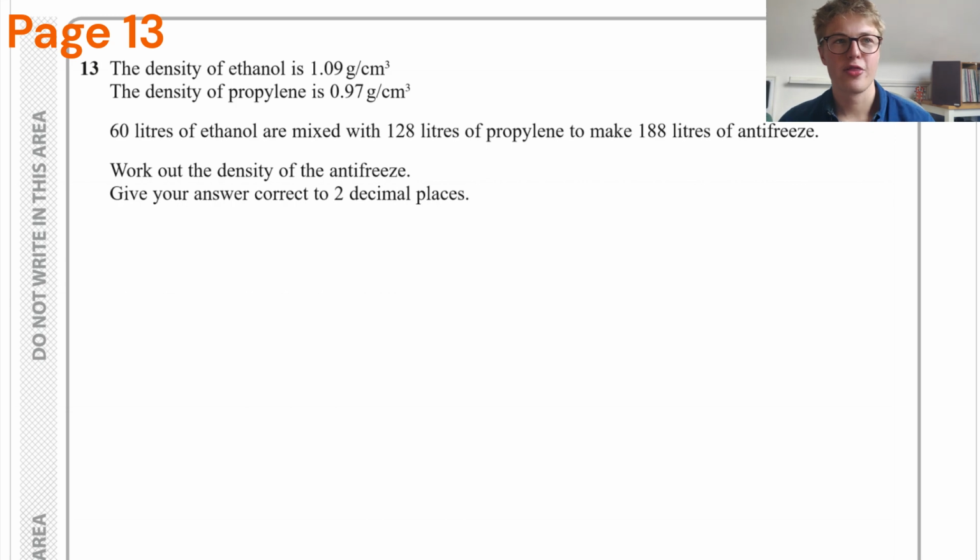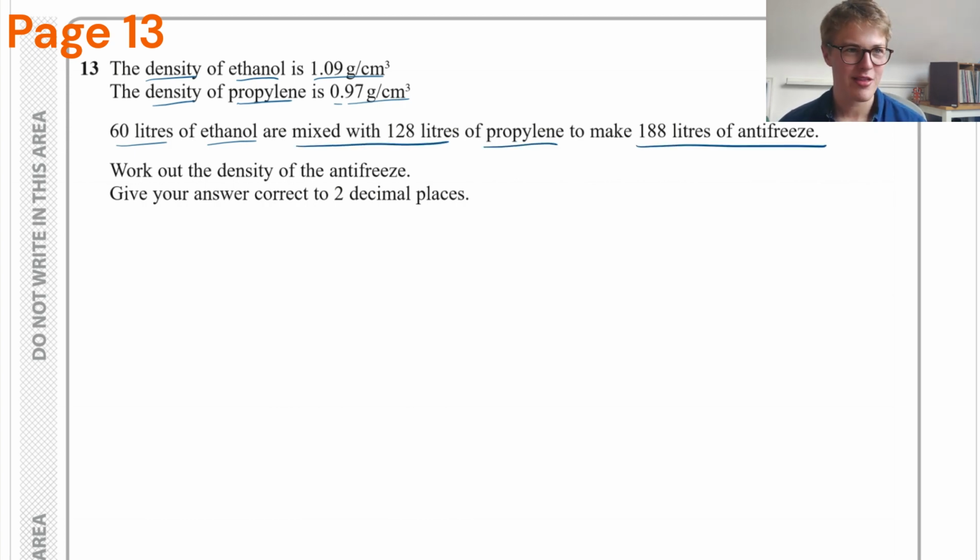The density of ethanol is 1.09 grams per centimetre cubed. The density of propylene is 0.97 grams per centimetre cubed. 60 litres of ethanol are mixed with 128 litres of propylene to make 188 litres of antifreeze. Work out the density of the antifreeze, give your answer correct to 2 decimal places.